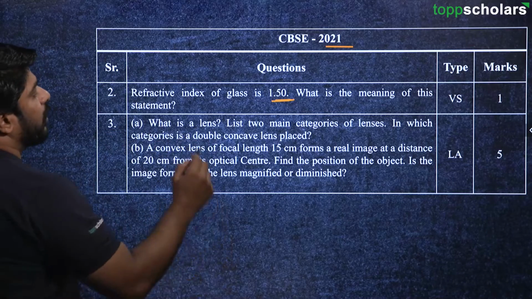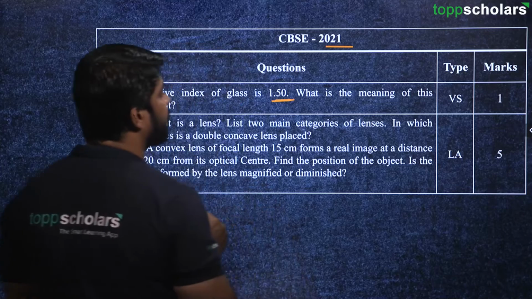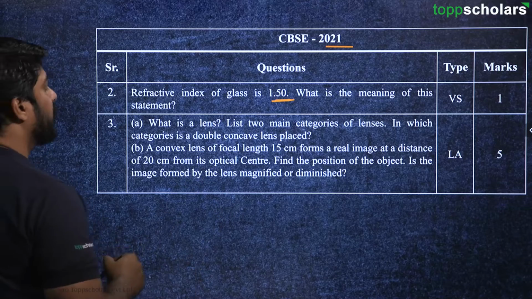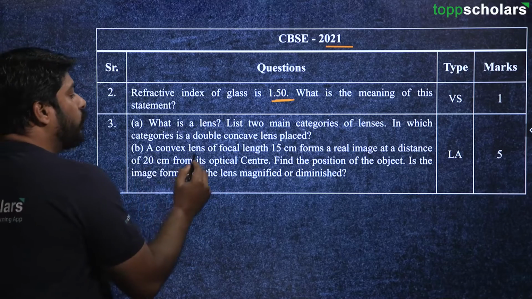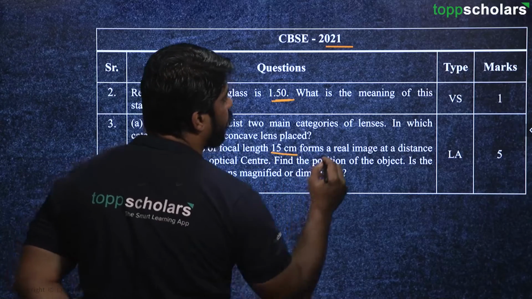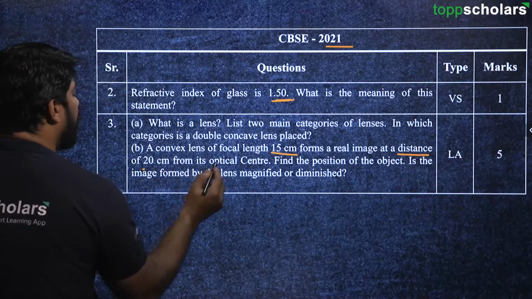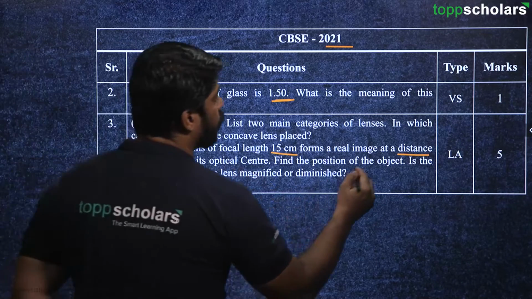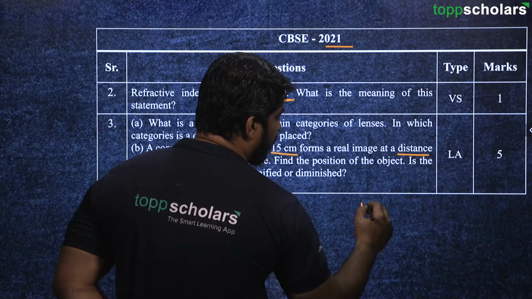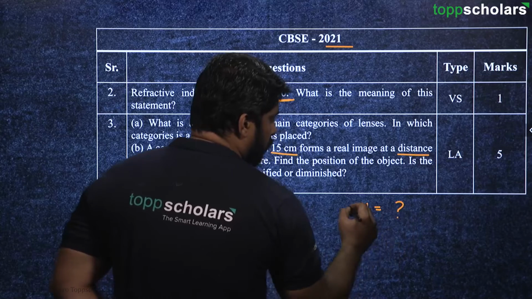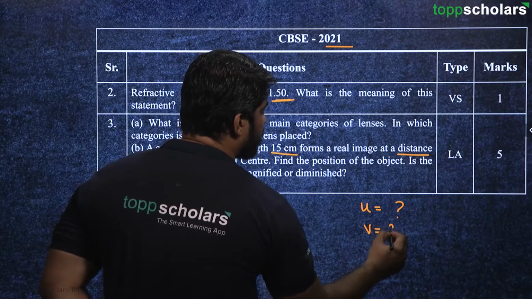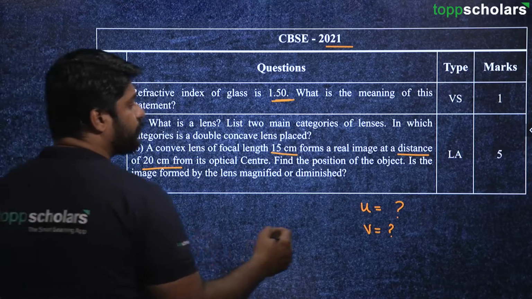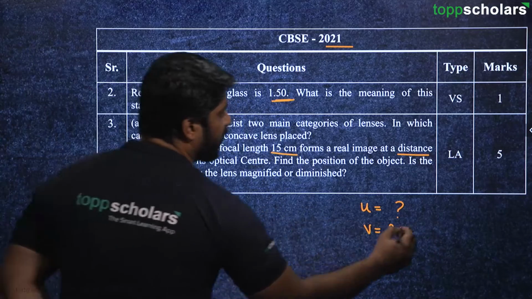What is a lens? List two main categories of lenses. In which category is a double concave lens placed? Then the next question is: a convex lens of focal length 15 cm forms a real image at a distance of 20 cm from its optical center. Find the position of the object. So here we have to find the position of the object. That means we have to find the value of u. u is the object distance, v is the image distance. So here, in this case, the image distance is given, and that image distance is 20 cm.